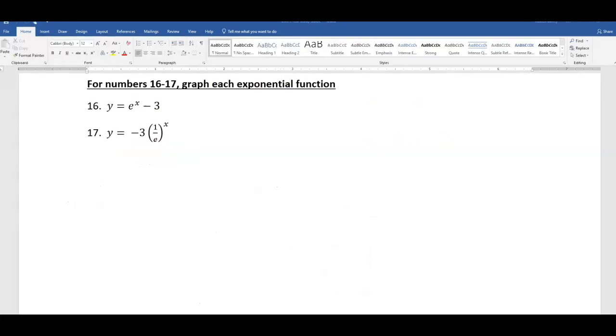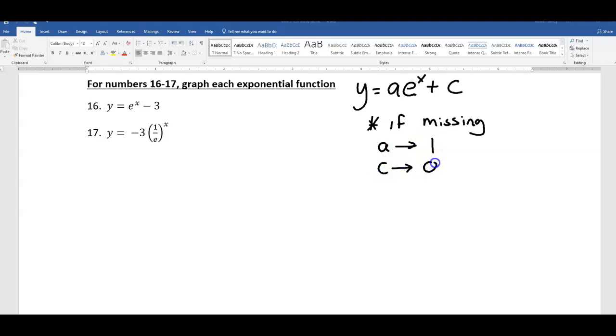All right, our last thing we're going to do is some graphing of some exponential functions here. So we're going to be graphing exponential functions that have this form: a number times e to the power of x, plus a number. And it's important to remember that if you're missing a, then it equals 1. And if you're missing c, then it equals 0. So let's go ahead and begin here on number 16.